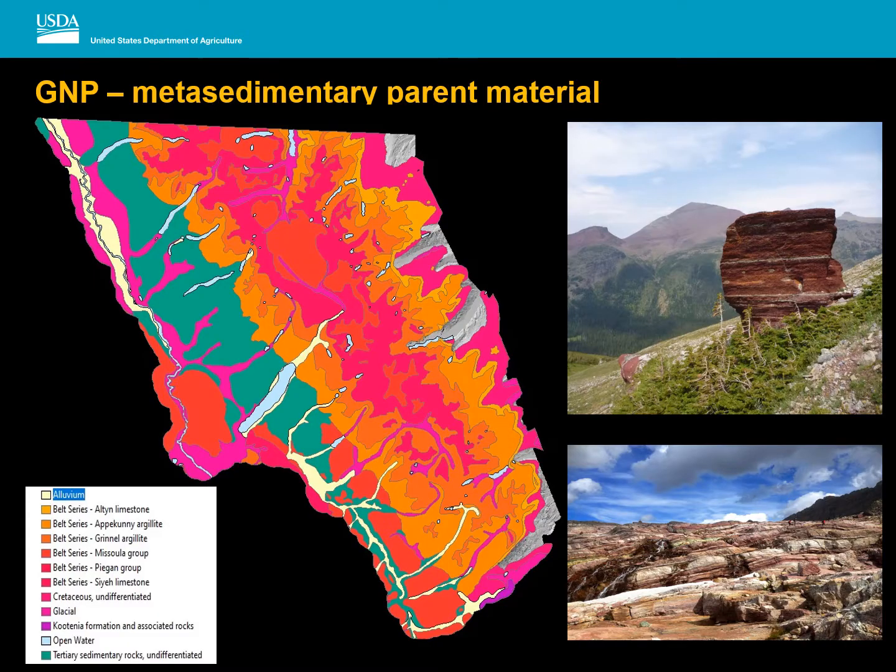Parent material can dictate the properties of soil. Glacier National Park is primarily composed of metasedimentary rock, which is a type of metamorphic, or heated and compressed, sedimentary rock. The metamorphic rocks in Glacier National Park are from the Belt Supergroup.